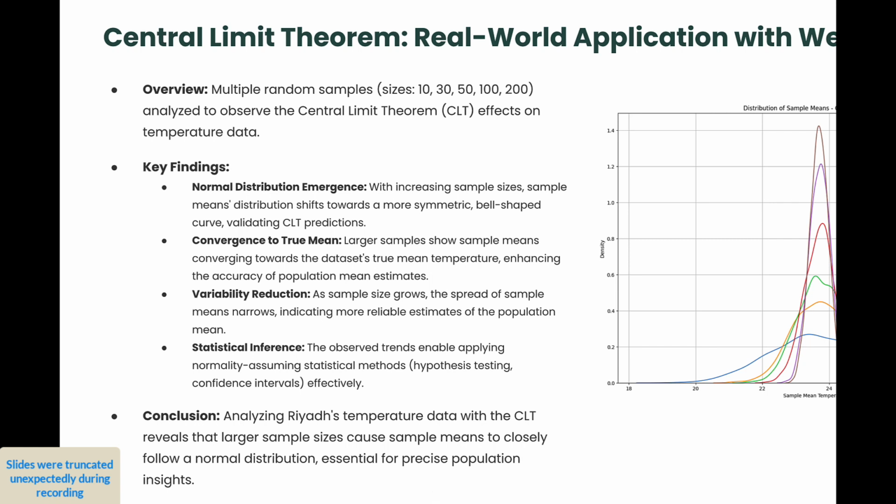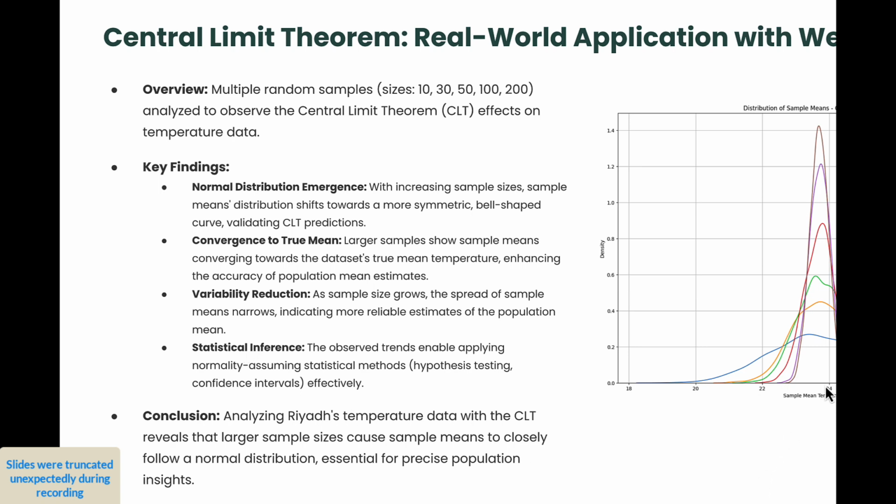And of course, when you have this kind of plot, these are the key findings. This is the description of the experiments. So we have normal distribution emergence, and as we grow in the sample size, we have a more symmetric bell-shaped curve, which represents the normal distribution. We also have reducing variation, so the standard deviation, the variance, becoming smaller and smaller as the sample size grows. And this gives us better statistical inference.